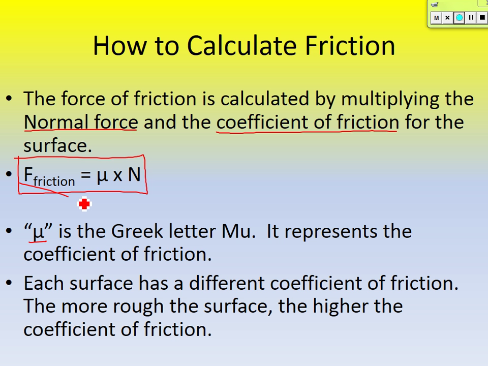The more rough the surface, the higher the coefficient of friction. So let me ask you this to kind of emphasize that point. Which surface is going to have a higher coefficient of friction? Ice, like ice on a lake, or sandpaper? Sandpaper. It's got a rougher surface, so that means the coefficient of friction goes up.